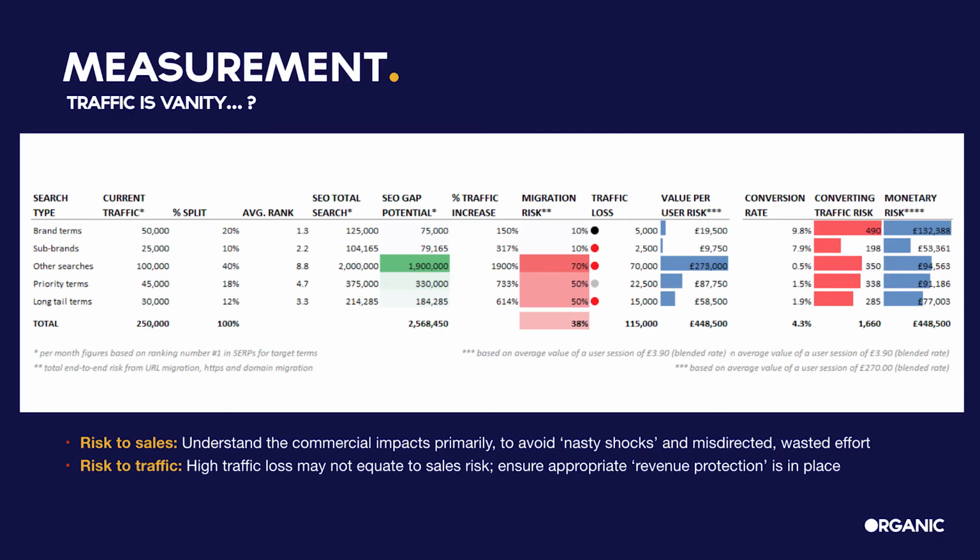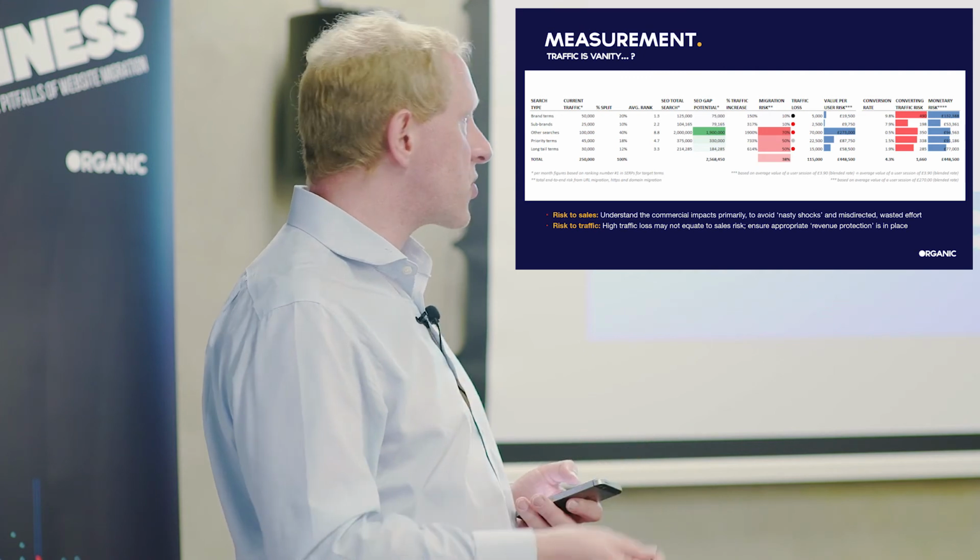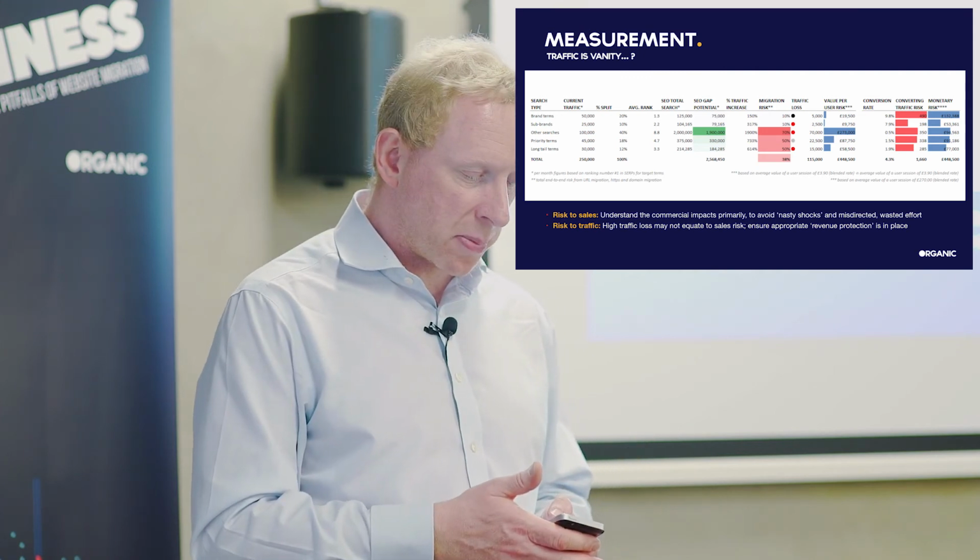You'll also see the other stuff that often gets left out because it's very hard to map. The priority terms and the long tail terms also could have a huge hit on your site. So in the migration planning, we want to make sure we understand all this underlying data to plan correctly and avoid nasty shocks and misdirected, wasted effort during the process.